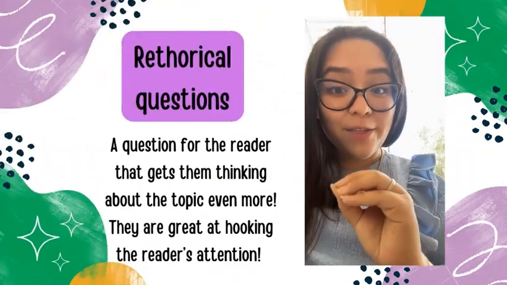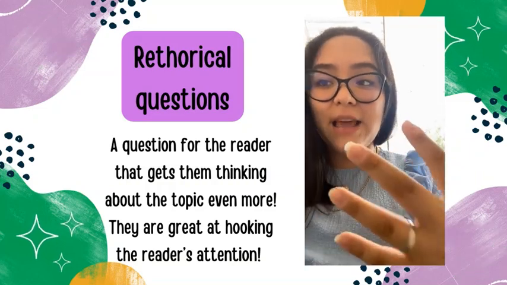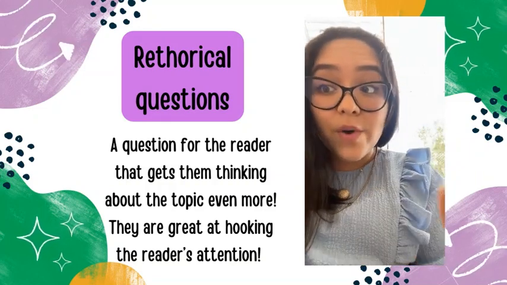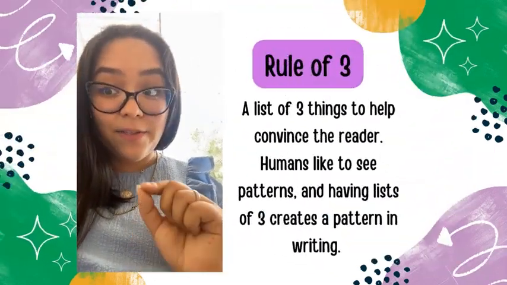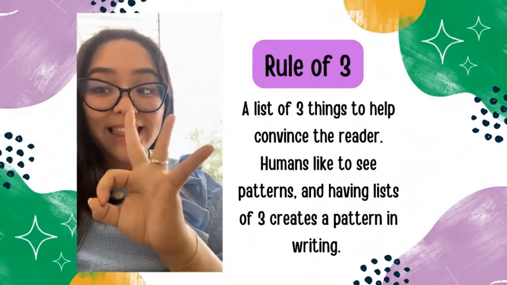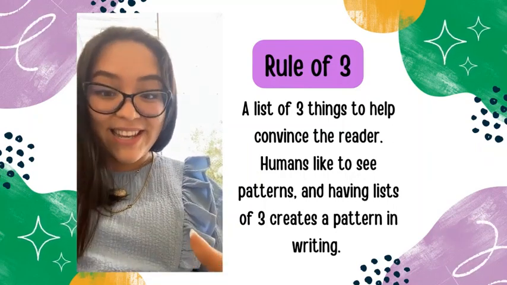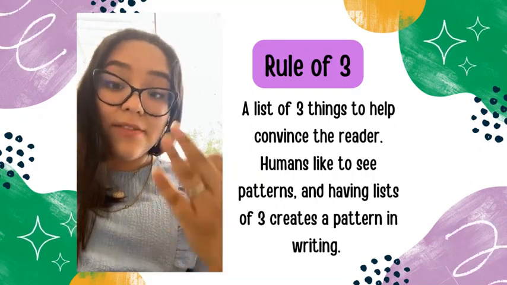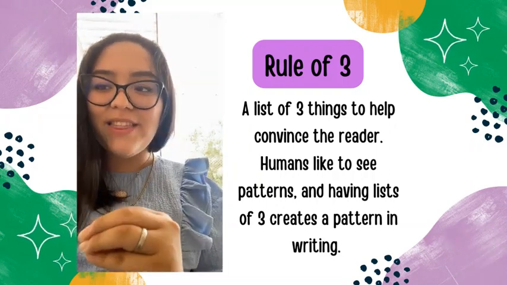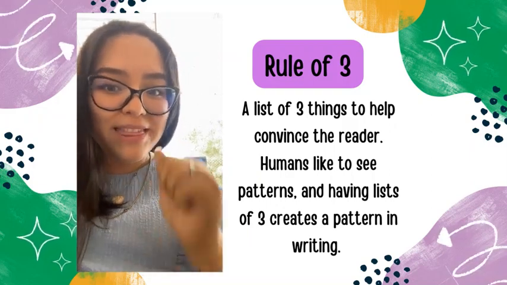In the case of the rhetorical question, it is a question for the reader that gets them thinking about the topic even more, and they are great at hooking the reader's attention. In the case of the rule of three, it is a list of three things to help convince the reader. And of course, humans like to see patterns, and having a list of three makes them think that the pattern is good. So the pattern in the writing will be the best option for you.